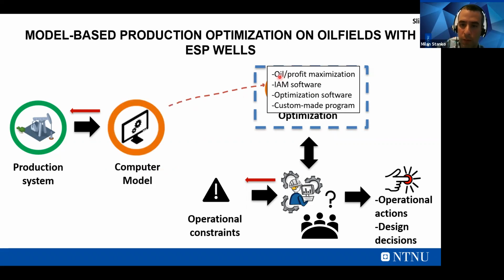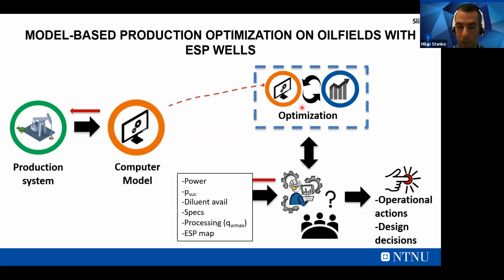Here, typically we set up a problem in which we want to maximize oil production or profit, or you might also want to minimize cost or power consumption. For this, you typically use some software for integrated asset modeling. It can be commercial. You can also use some optimization software to find solutions faster and to have more trust in your solutions. Or you can use a custom-made program, which could be an issue because it might not be sustainable if you want to use the same solution over time.